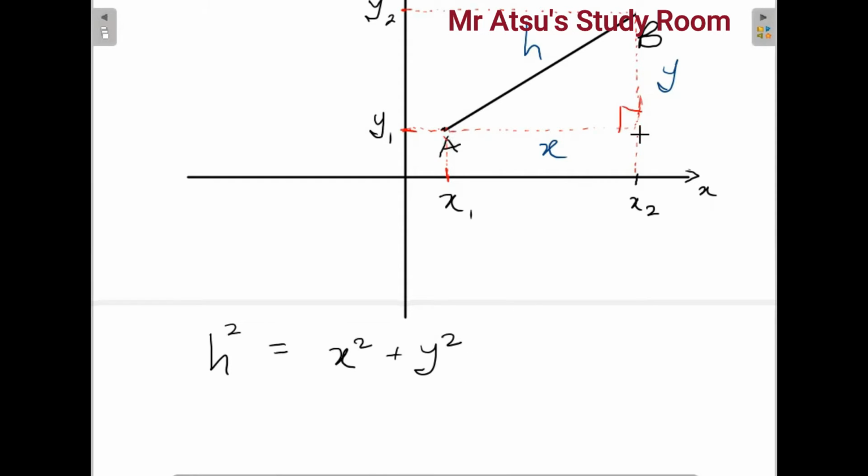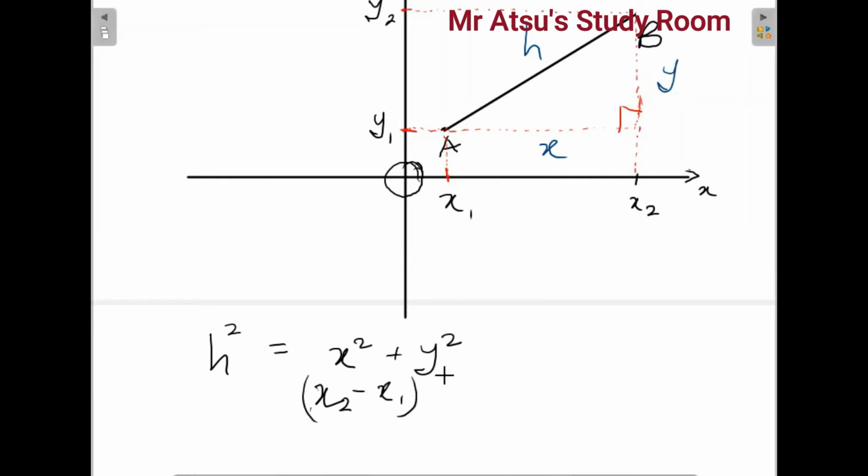But the length x here is the measurement in relation to 0. Let me put my 0 there in the origin. It is the measurement from 0 to x2 minus the measurement from 0 to x1. That is what will give us our x. So that will give us x2 minus x1 for our x, and the whole thing is squared.